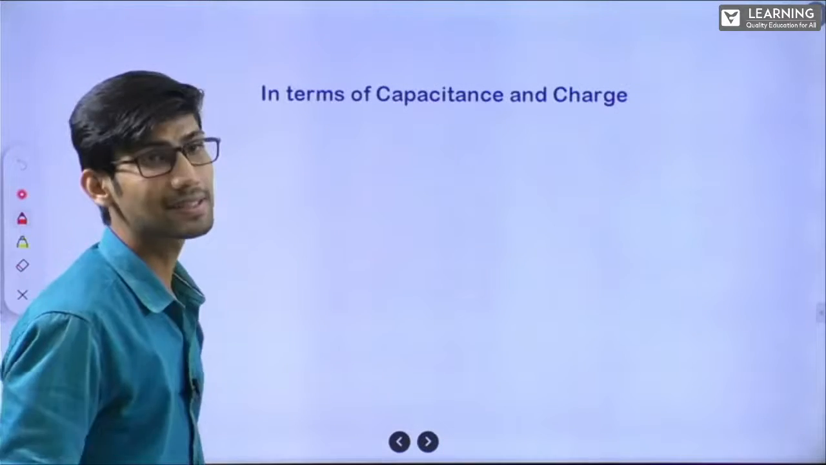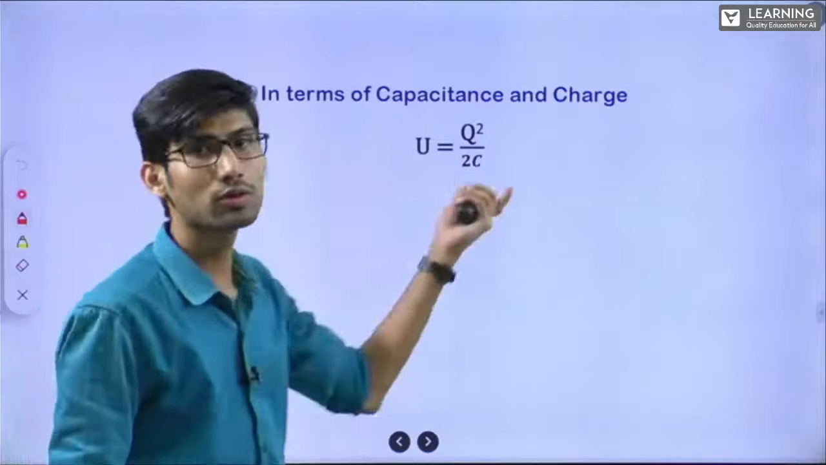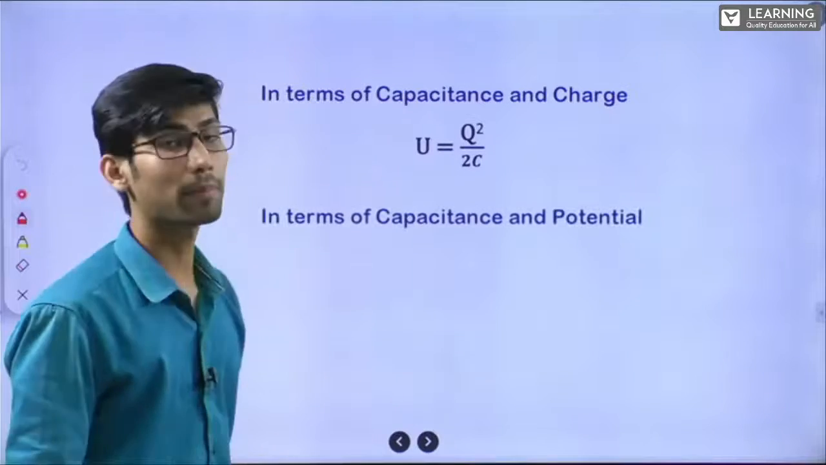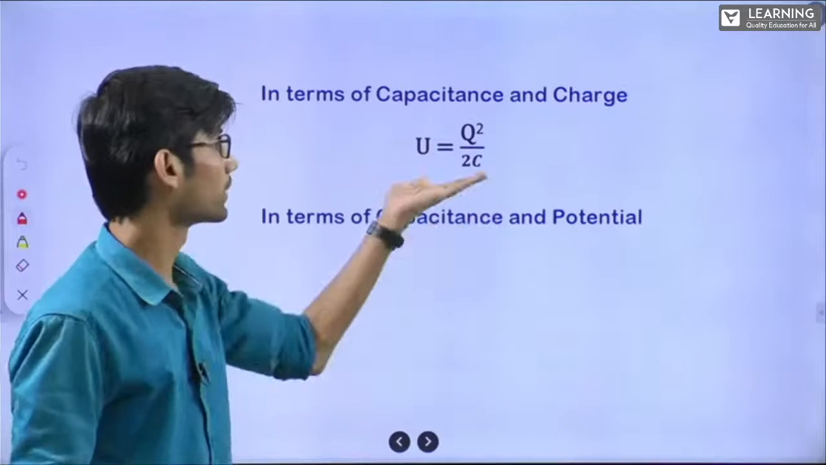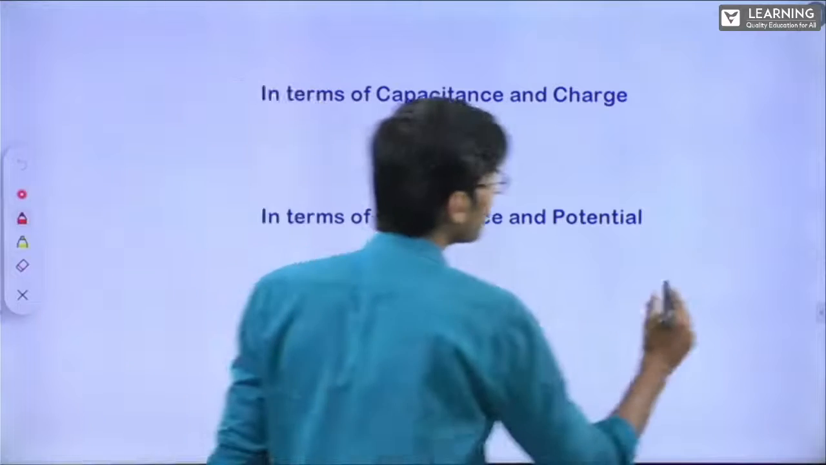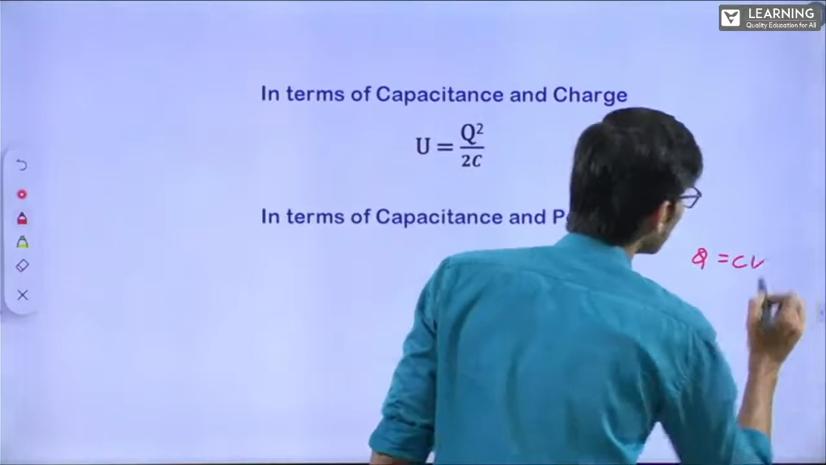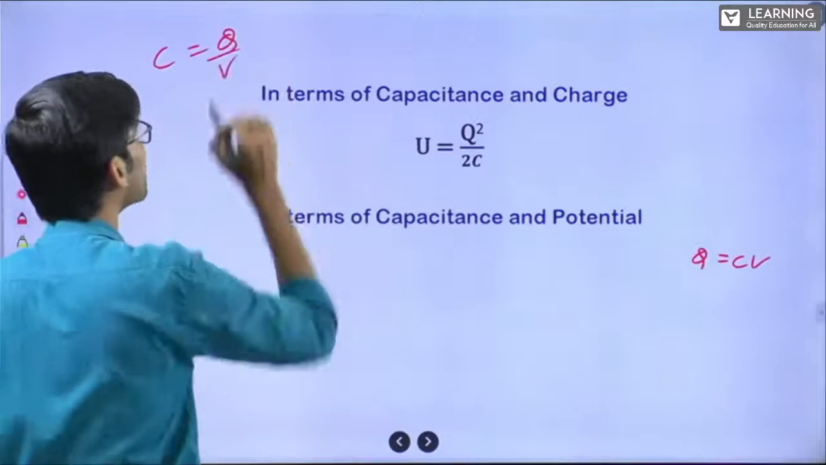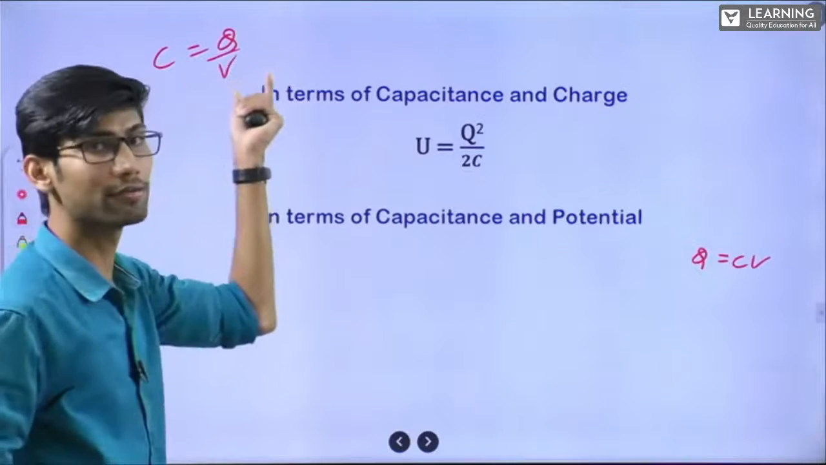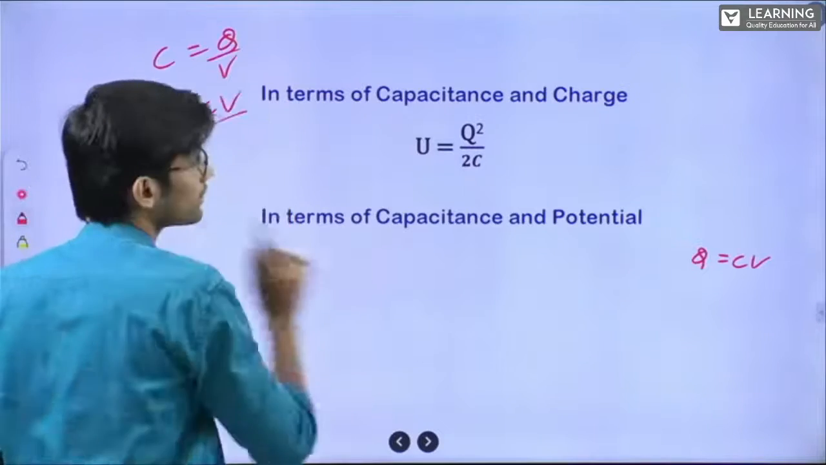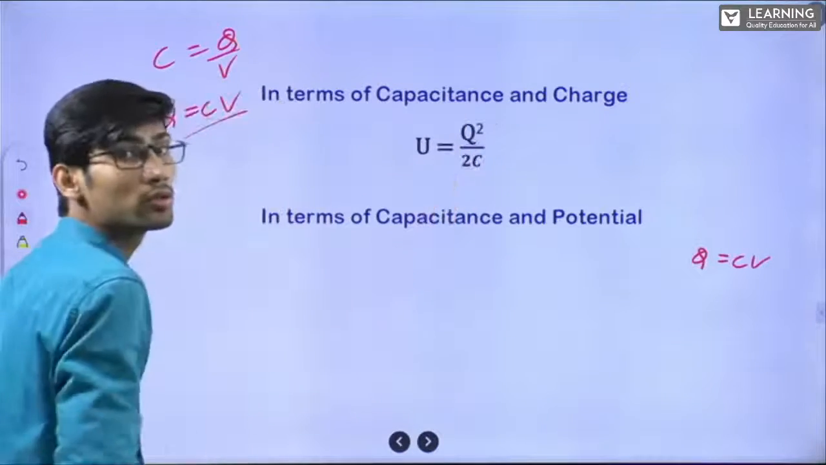In terms of capacitance and charge, I already told you U is equal to Q square by 2C. Now, in terms of capacitance and potential, I have to remove this Q. How can I remove this Q? If I put Q is equal to CV. Remember the very first formula, capacitance is equal to charge per unit volt, Q by V. So from here, Q is equal to CV. Here, just substitute Q is equal to CV.